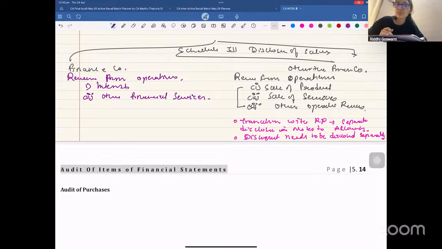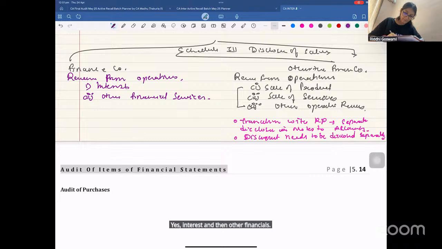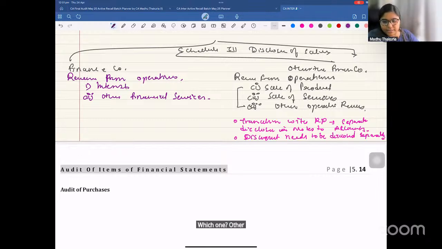Ma'am, in a finance company, revenue from operations, then interest is written? Yes, interest and then other financials. Ma'am, in an other-than-finance company, what is written last? In other than finance company, the last one: discount needs to be disclosed separately.